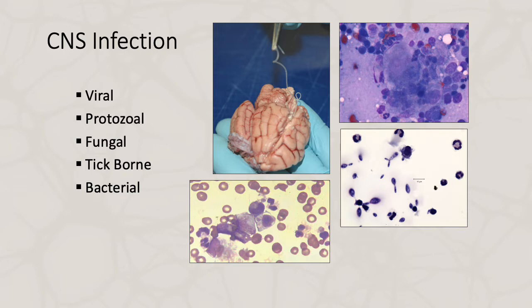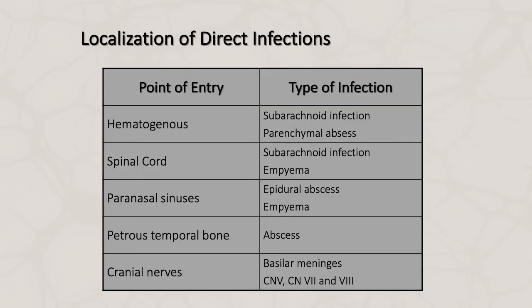As far as going through the different forms of infectious diseases, that's where we're going to start. Going through viral, protozoal, fungal, tick-borne, and then bacterial. Remember that if you are suspicious of an infectious etiology, think about the point of entry, and that could help narrow down the differentials.